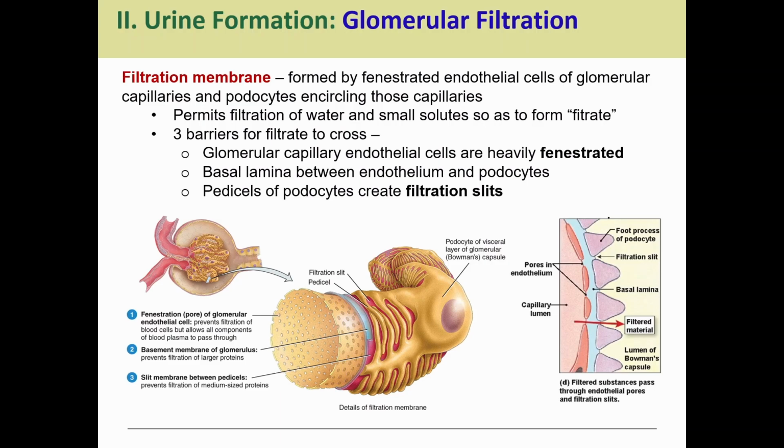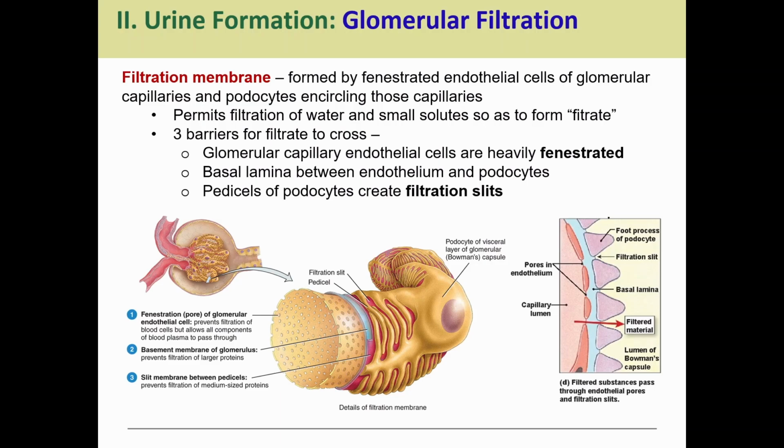So the glomerular capillary endothelial cells are heavily fenestrated, meaning we have these big pores, these openings that are large enough for a lot of components of the blood plasma to get through, but not so big that cells and major proteins can. The basement membrane, also called the basal lamina, is going to prevent these larger proteins. So we have the fenestrated endothelial cells, which will stop cells, and the basement membrane, which will stop large proteins.